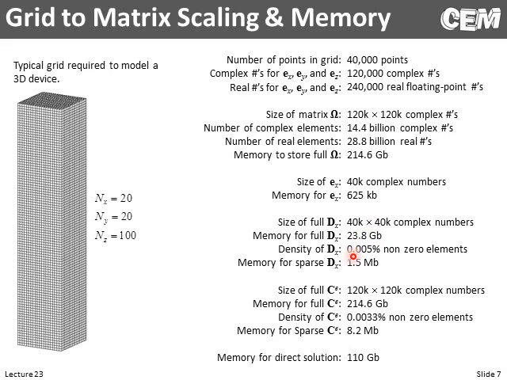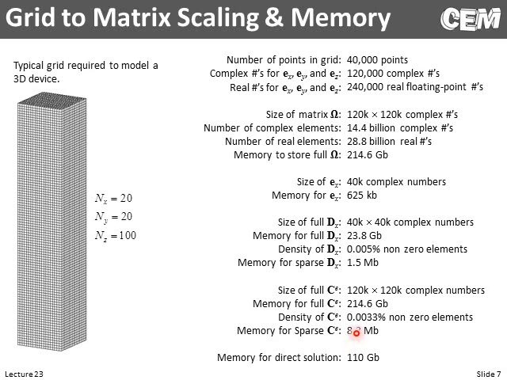Turns out the density, only 0.005% of the numbers in DX for a grid this size actually contains numbers. So if we store it as a sparse matrix, it's only 1.5 megabytes. That's like 5 orders of magnitude smaller. So one moral to come away with, we definitely want to work with sparse matrices. And our curl operator would be the 215 gigabytes. If we store it as a sparse matrix, it's only 8.2 megabytes.